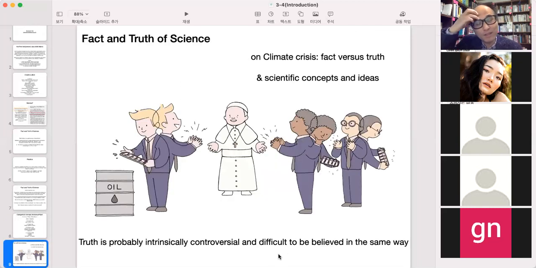Okay, please look at this example. A long time ago, this is the Pope, the Catholic Pope. The Pope actually summoned the company CEOs to the church to discuss, or to ask them, to preserve Earth from the climate change crisis.